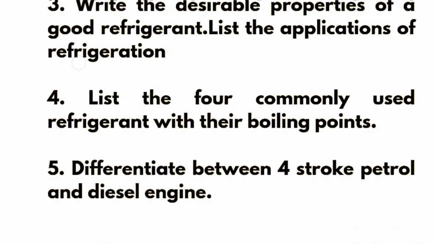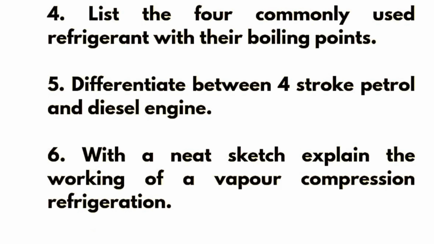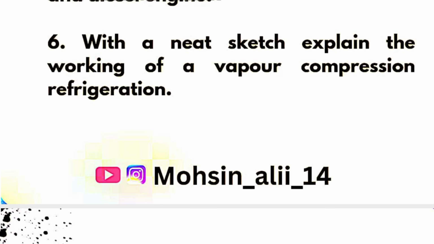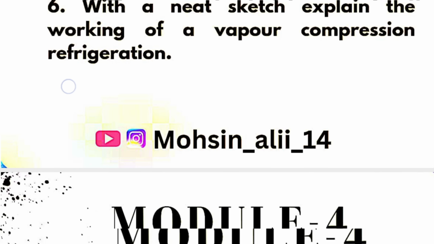Next, list 4 commonly used refrigerants with their boiling points, and differentiate between a 4-stroke petrol and diesel engine. The last question from Module 3 is: with a neat sketch, explain the working of a vapor compression refrigeration system.